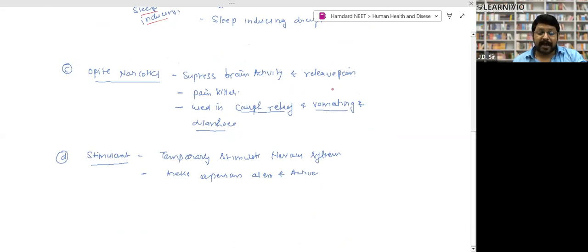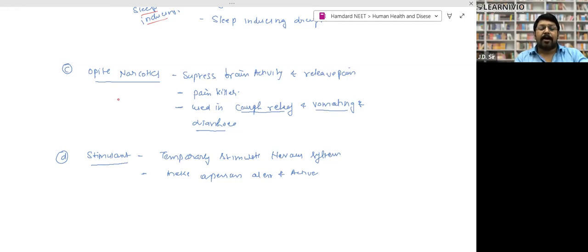Second, opioids or narcotics. They suppress brain activity and relieve pain. They are painkillers. Suppose in a major accident a hand is damaged and we have to cut it off, then we have to give an opioid or narcotic. They are very high-dose painkillers, used for cough relief, vomiting, and diarrhea. Given orally, they are basically found in cough syrup and in vomiting and diarrhea cases.